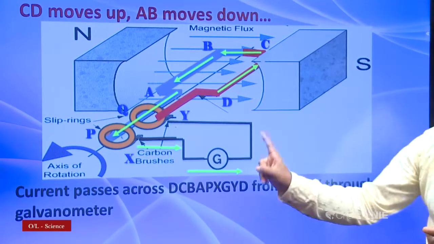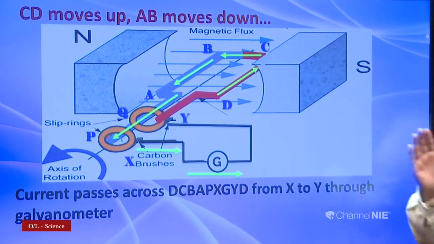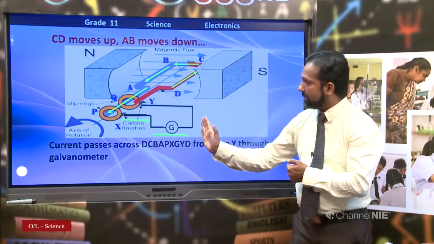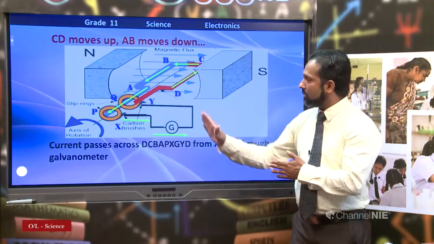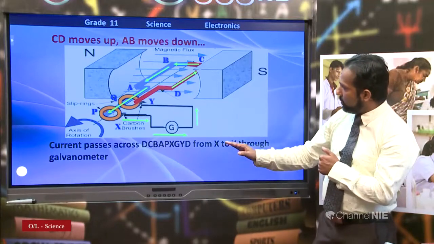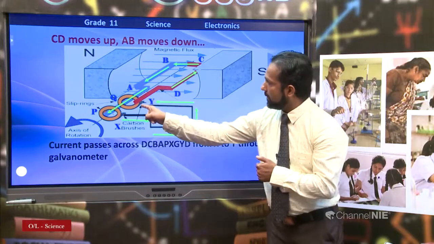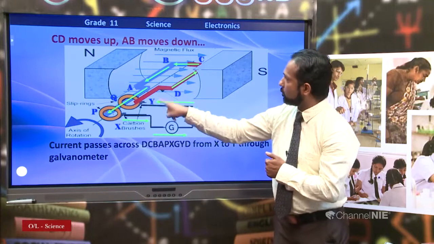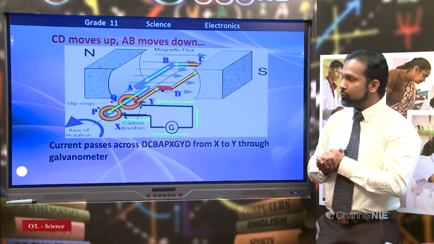As a result, the galvanometer indicator deflects to the right. You can remember in the previous instance, the galvanometer indicator deflected to the left side. In this, the galvanometer deflects to the right side. From the galvanometer to Y, from Y to carbon brush to Q, slip ring to D. This is the direction of flow of induced current.